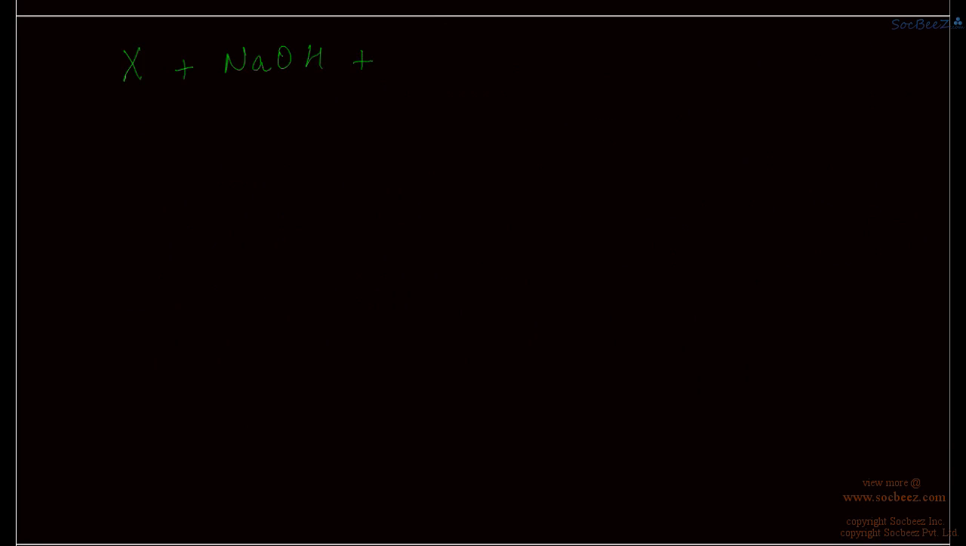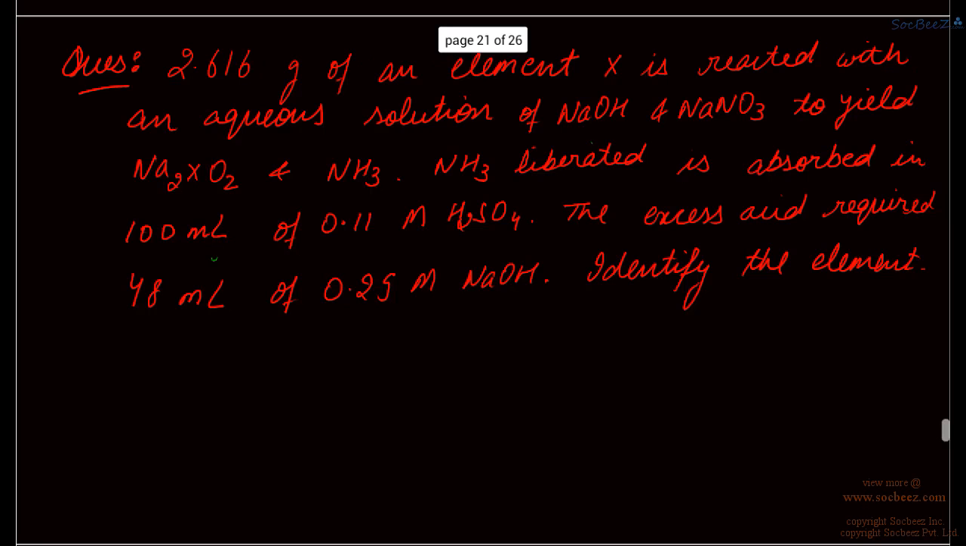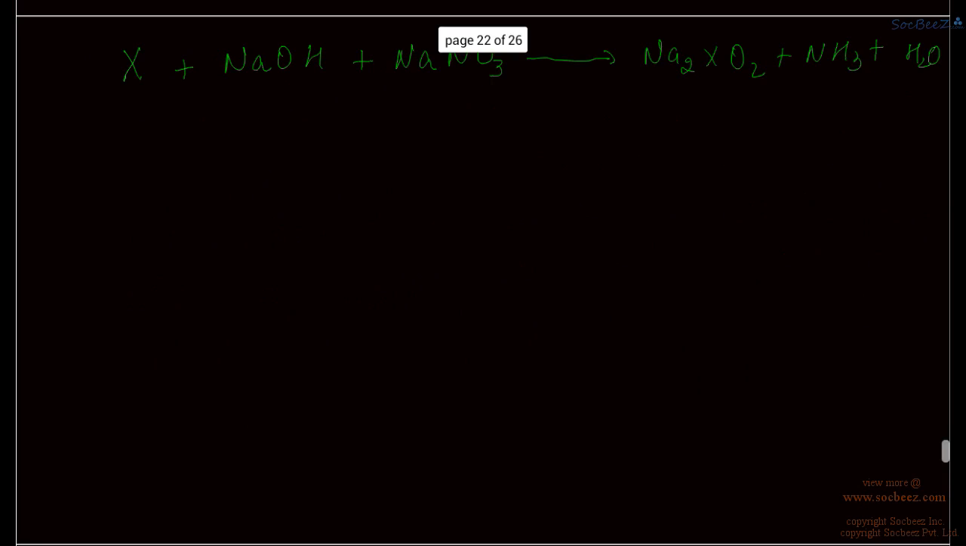The equation taking place is X plus NaOH plus NaNO3. It is giving us Na2XO2 plus NH3 plus H2O. Okay, first that reaction has taken place. Now NH3 liberated is absorbed in 100 ml of 0.11 M H2SO4. Now NH3 is absorbed in H2SO4. And the excess acid required 48 ml of 0.25 M NaOH.